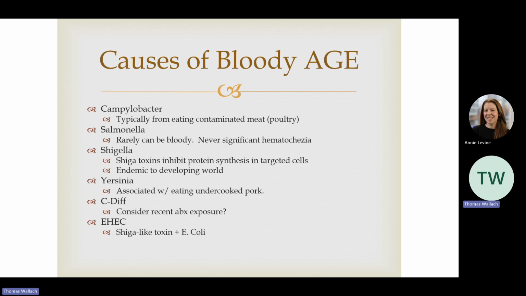However, if somebody has bloody diarrhea, you're going to think about it, and it's definitely going to make you want to test and find out why they have bloody diarrhea. So, common sources that we see in the US from infections include Campylobacter, Salmonella, Shigella, Yersinia, C. diff, and EHEC. These are all reasonable to test for and consider treating.